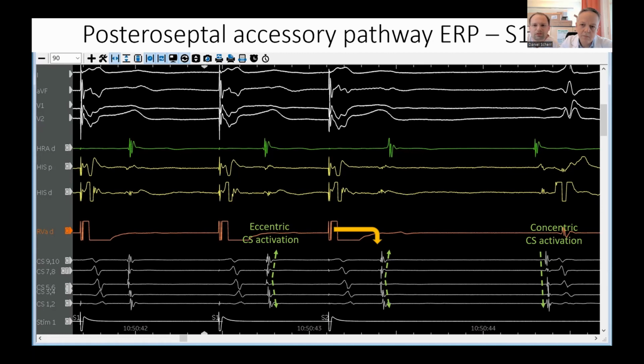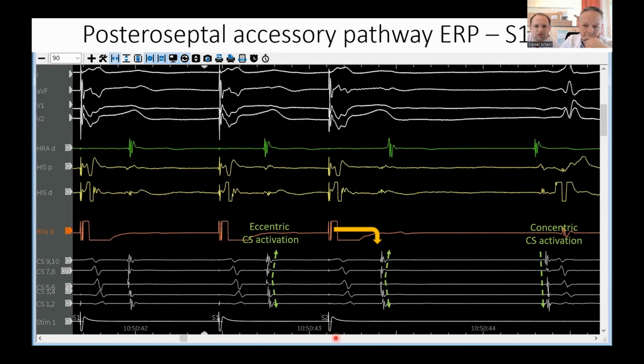In patients with accessory pathways, we assess their antegrade and retrograde conduction properties and their ERPs, which in the case of asymptomatic WPW patients can be used to assess risk and facilitate the decision for ablation. In this patient, you can see that we tested retrograde conduction during programmed ventricular stimulation.